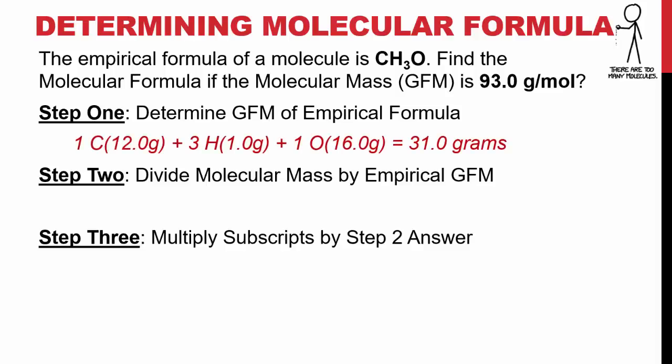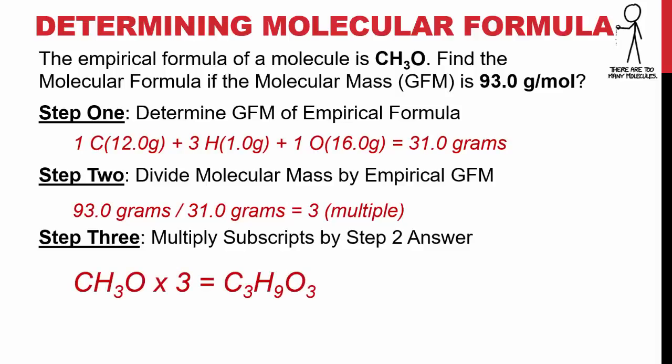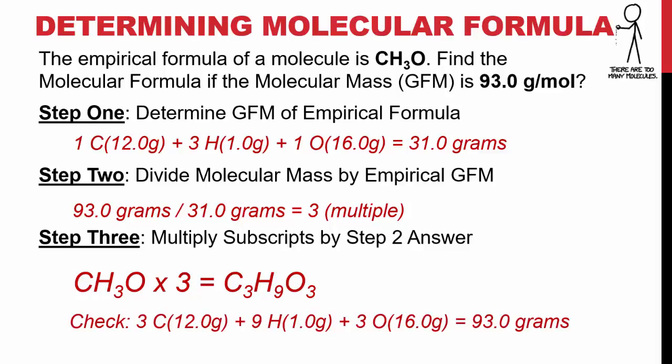For step 1, you should have gotten 31 grams. For step 2, you should have gotten a multiple of 3. So you take our empirical formula, which is CH3O, and multiply it by 3, and you should get C3H9O3. And if you check yourself, the math should say that your molecular mass is still 93 grams.